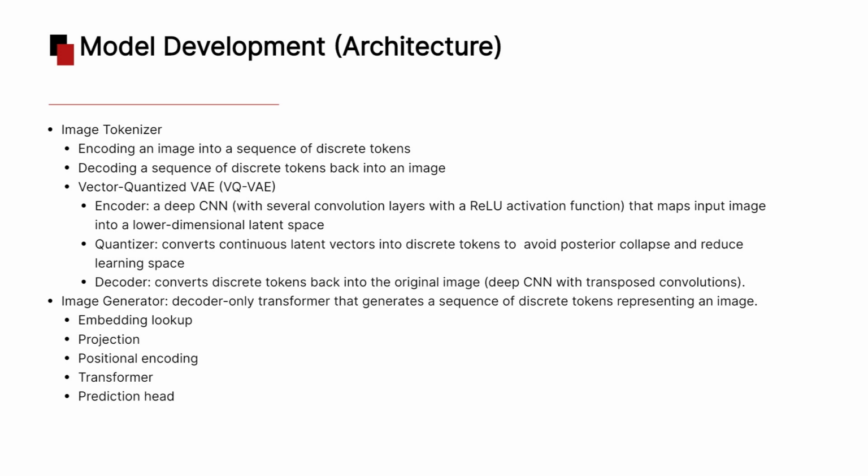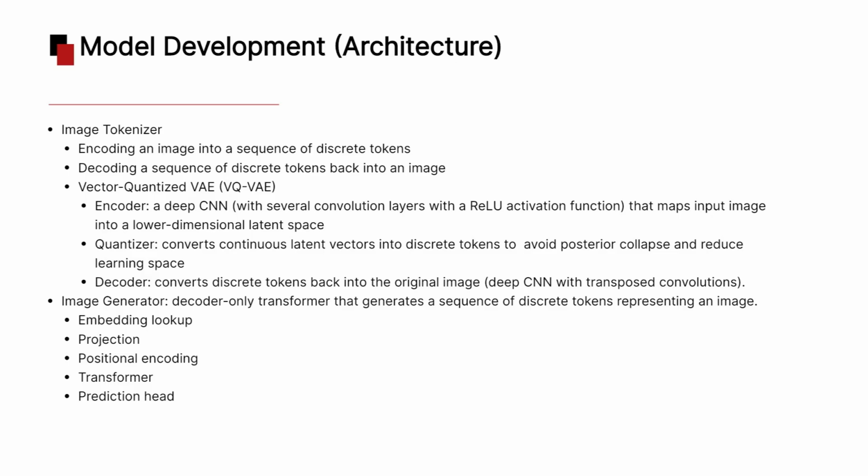B. Quantizer. The quantizer maps each latent vector to the nearest codebook embedding from a fixed set, e.g., 8,192 vectors. The nearest neighbor lookup produces discrete token indices, effectively compressing the image into a short visual sentence. This avoids posterior collapse, a common problem in VAEs where the latent space degenerates and the decoder ignores it. It also greatly reduces the search space, since the model predicts from a finite vocabulary rather than continuous values.